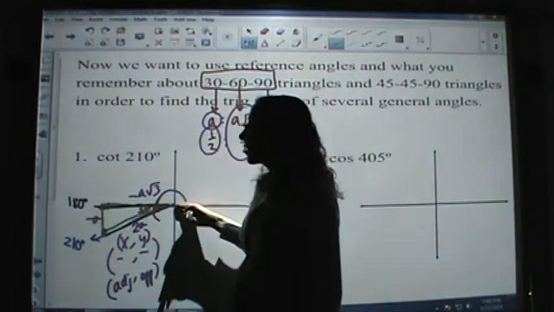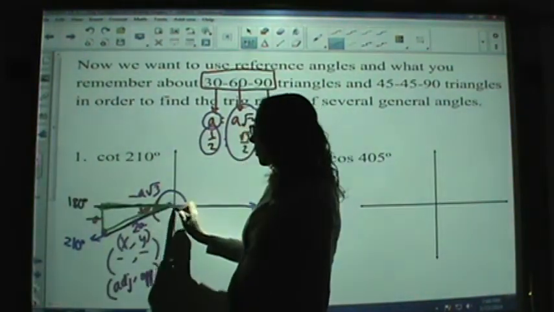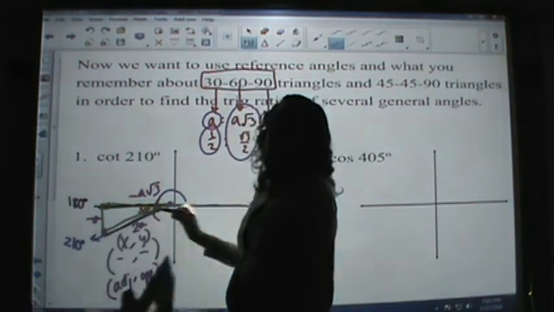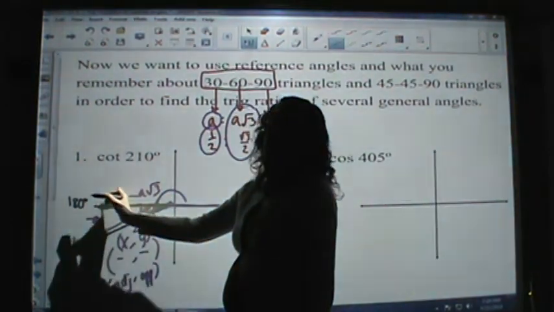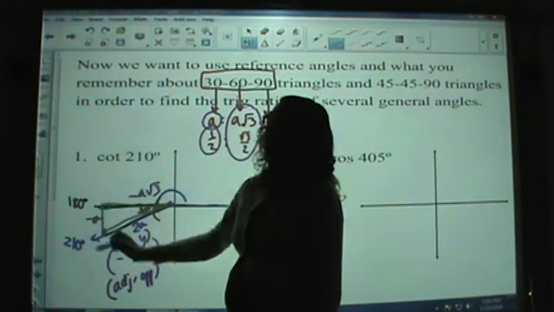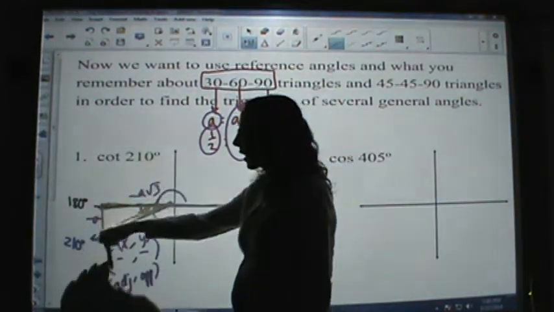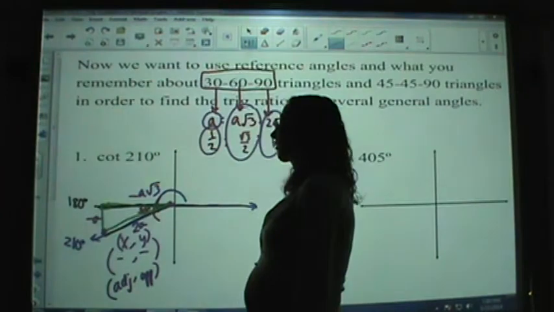But again, it was in the negative direction. To go from the origin to the point that's over here, we had to go left and down. The left is a negative x value. That's what this negative A root 3 is all about. The down is a negative y value. That's what the negative A is about.